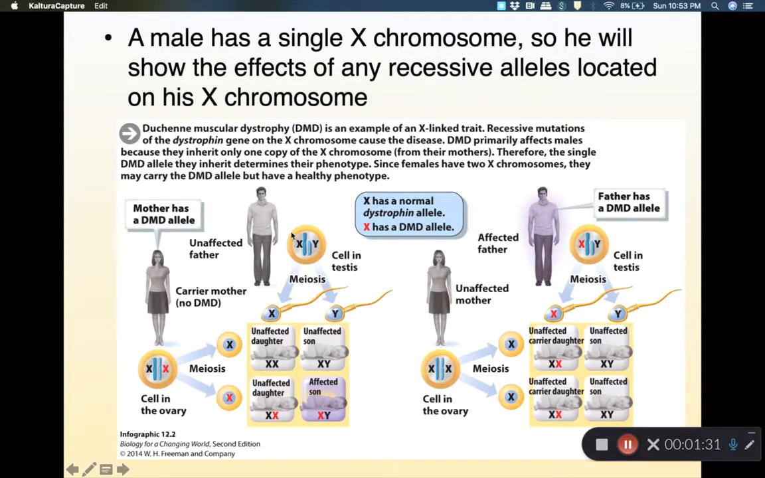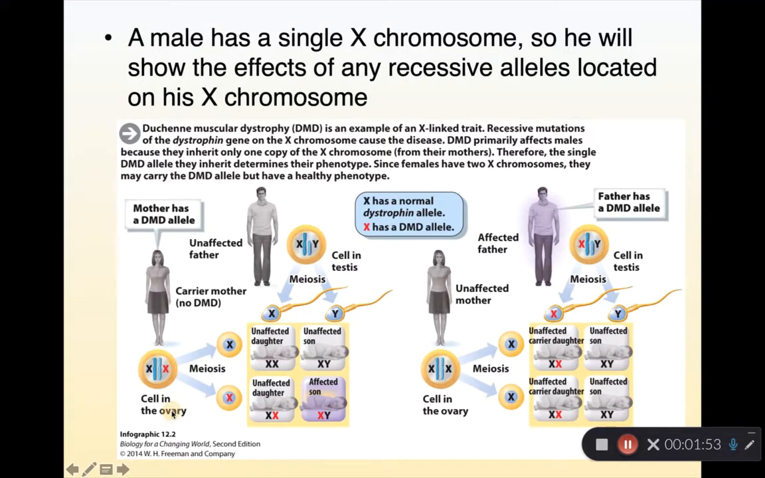So here we have two different images that are looking at different scenarios that can happen in terms of inheriting this X chromosome trait. For example, here we have the father who is unaffected, carries the XY chromosome, and then we have a carrier mother. So remember that the normal X chromosome is masking this disease X.